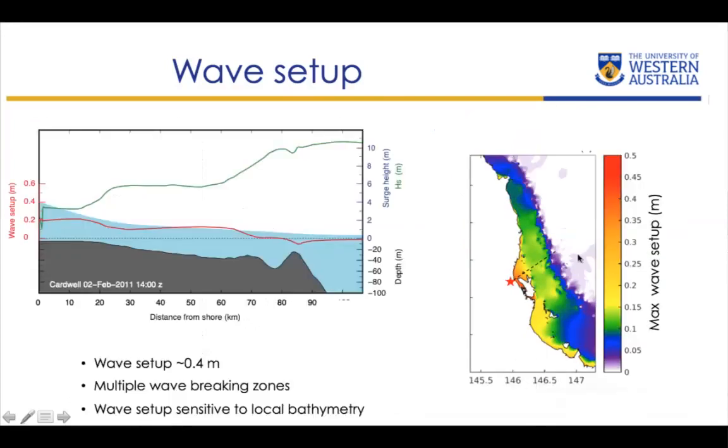This transect here at Cardwell from offshore to onshore, a slice of the model, shows blue as total water level, red as wave setup, and green as the significant wave height. So wherever the wave breaking occurred and wave heights reduced, you got an increase in the wave setup. So offshore around the Great Barrier Reef, and then near shore where the wave breaking occurred. And the wave setup was also very sensitive to local bathymetry. So if you weren't getting the local bathymetry right, you weren't going to get accurate predictions of the wave setup.